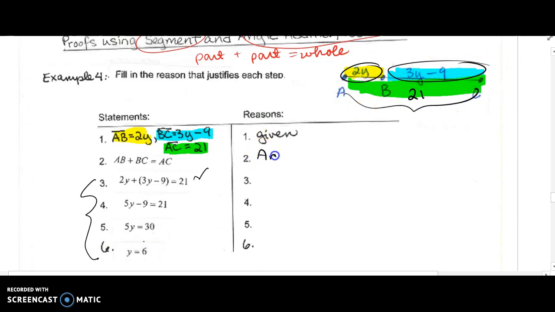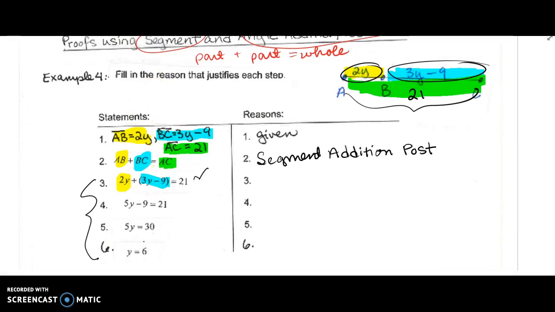And so you have to acknowledge, I'm sorry, it's not angle, Miss Benton. Segment addition postulate. I apologize if you can hear my dog growling in the background. Alright, so you have to acknowledge that this part plus this part adds up to the whole. Then you can go to substituting AB with 2y, BC with 3y minus 9, and AC with 21.